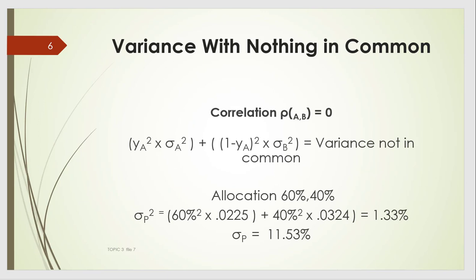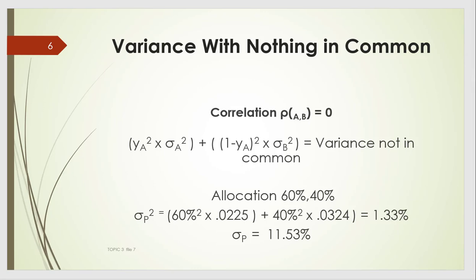So the variance of the portfolio is going to be 60% squared times the variance of A plus 40% squared times the variance of B. That turns out to be 1.33%. If I take the square root, the standard deviation is 11.53. So our starting point is that the variance is 1.33% with a standard deviation of 11.53.